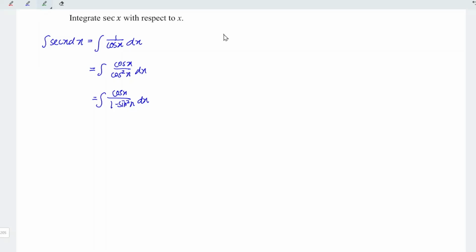Let's apply integration by substitution. I'm going to let u be equal to sin x. When we differentiate u with respect to x, we obtain cos x, which means that dx is equal to du over cos x. Let's substitute this into the integral. So we have the integral of cos x, and 1 minus sin squared x becomes 1 minus u squared, and dx is equal to du over cos x.